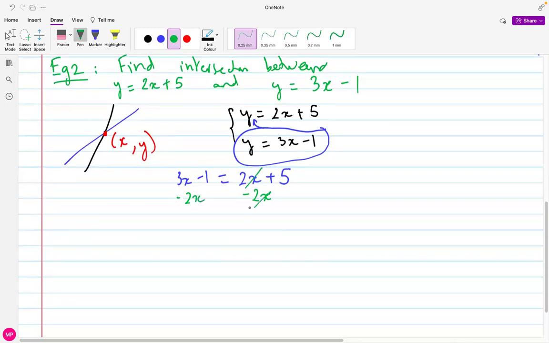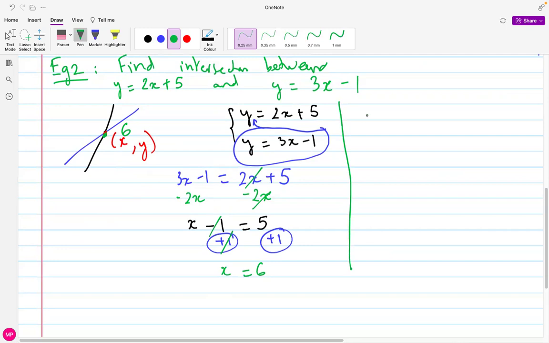So 2x and 2x go away. 3x minus 2x is 1x. 1x minus 1 equals 5. Then you can plus 1 on both sides, like that. So you would end up having x equal 6. So you know that this point here has x equal 6 as the x coordinate.